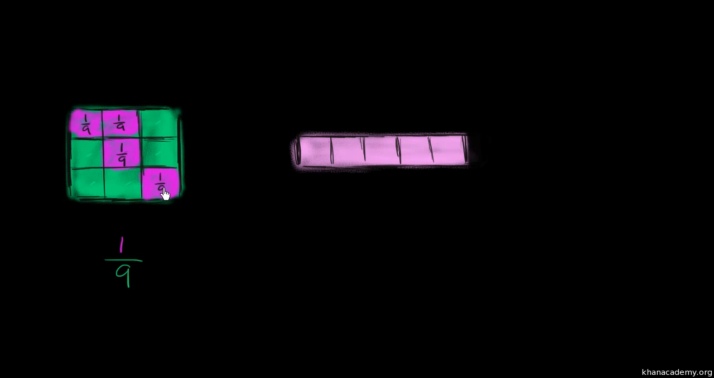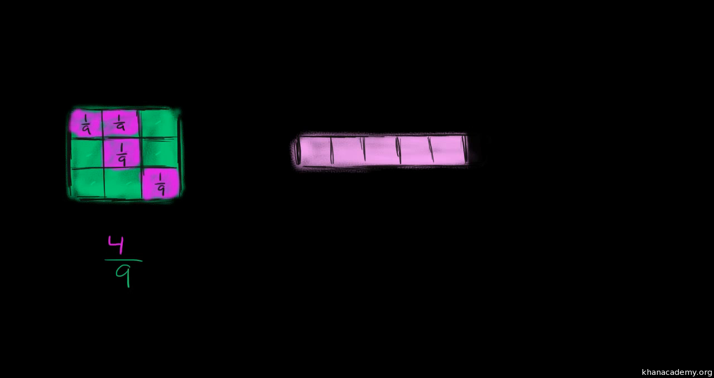So each of these represents a ninth. But how many of these ninths do we have shaded in? Well, we have 1, 2, 3, 4 shaded in. So now we have a total of 4/9 shaded in. 4 of the 9 equal sections are shaded in. So 4/9 of the whole is shaded in.